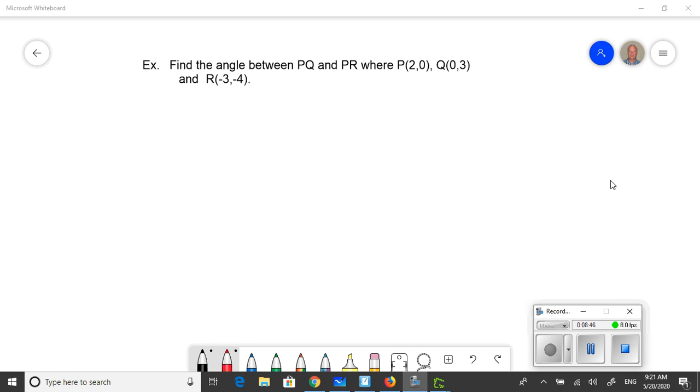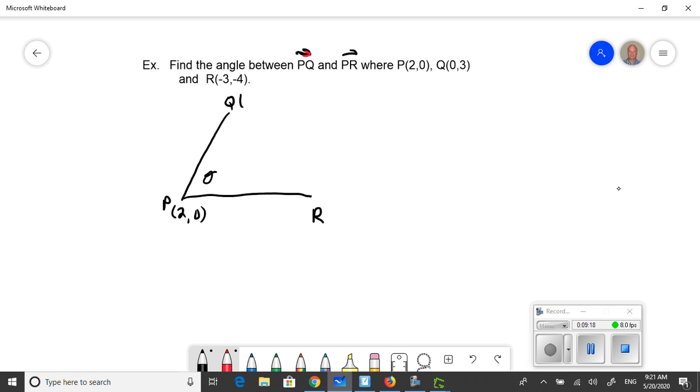Okay, and finally one more application question. Find the angle between vectors PQ and vectors PR, where I've given 3 points here. Okay, so let's set this up. Let's call this theta as my angle. So it's going to be between P and Q, and P and R here, where P is 2, 0, Q is 0, 3, and R is the vector negative 3, 4. All right.